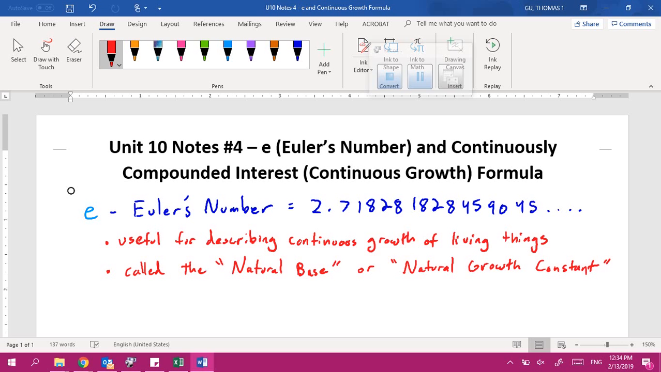And just a little tip over here, this is obvious, but it's going to come in handy tomorrow, the next day: this number is close to the number 3. But it's not quite 3. If you rounded it to 2 decimals, it's 2.72. Pretty close to 3, but not quite 3.